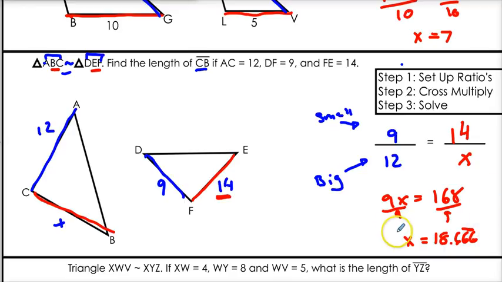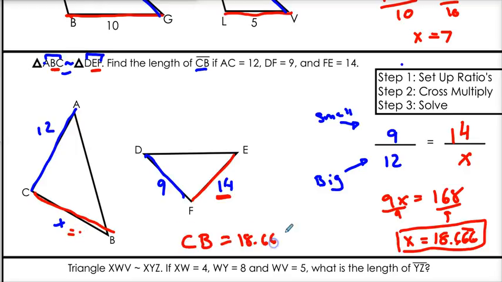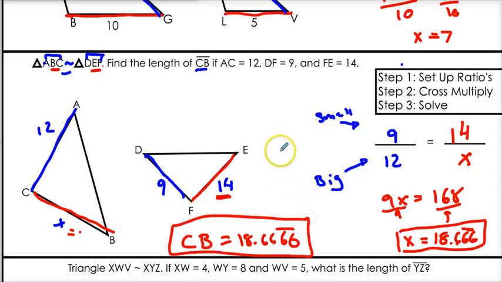Okay? Is it a decimal? Yes. Am I cool with that? Yeah, I can handle decimals. We're in 10th grade now. We're okay with it. So CB is equal to 18.6666 bar.